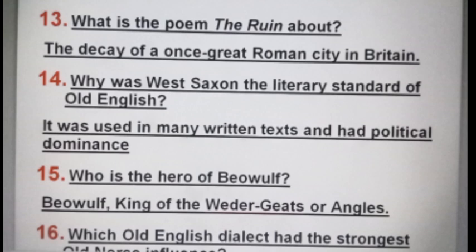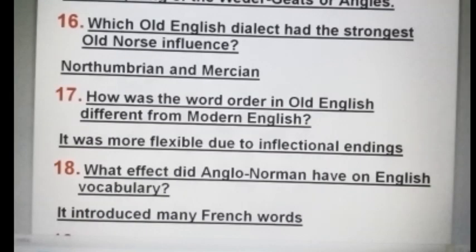Who is the hero of Beowulf? Beowulf, king of the Weder Geats or Angles. Which Old English dialect had the strongest Old Norse influence? Northumbrian and Mercian. How was the word order in Old English different from modern English? It was more flexible due to inflectional endings.